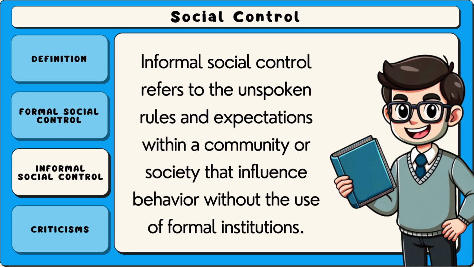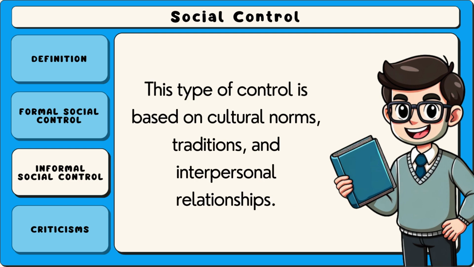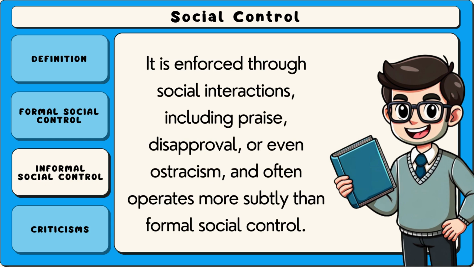Informal social control refers to the unspoken rules and expectations within a community or society that influence behaviour without the use of formal institutions. This type of control is based on cultural norms, traditions, and interpersonal relationships. It is enforced through social interactions, including praise, disapproval, or even ostracism, and often operates more subtly than formal social control.